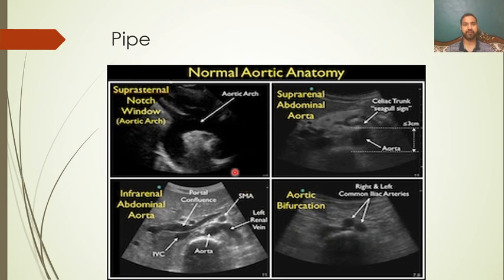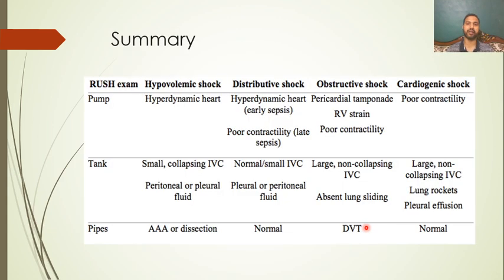Coming to the pipes, here you have to assess the aorta. The four areas of the aorta which you have to assess are the aortic arch in the suprasternal area, the suprarenal abdominal aorta where you can find the celiac trunk with the Seagull sign, and the infrarenal abdominal aorta where you can find the portal confluence, superior mesenteric artery, and left renal vein. If you go down, what you will find is the aortic bifurcation into right and left common iliac arteries.